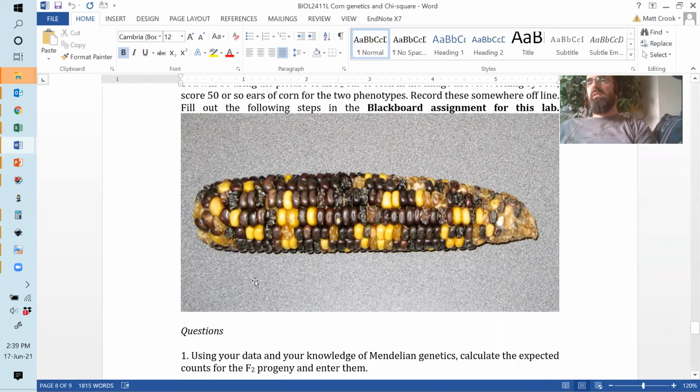Use this picture, and obviously don't go into the crappy bits at the ends, but try and score using this picture the phenotype combinations of each individual kernel for 50 to 60 kernels. So normally you'd actually physically be holding this in your hand in the lab. Instead, you get a picture to look at. It's essentially the same thing. Does that help?